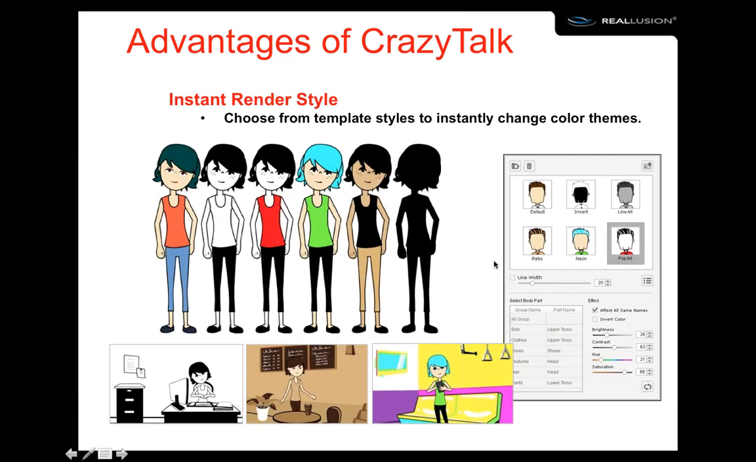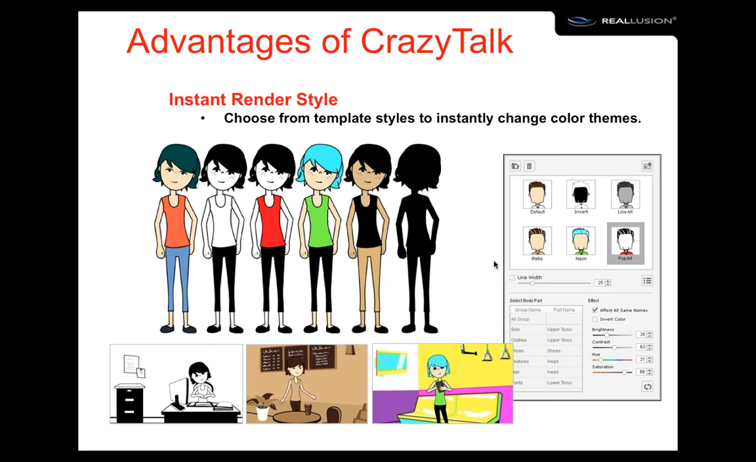CrazyTalk has also what we call the instant render style. This is basically a tool that allows you to quickly change the color theme of any character, any prop, any background, or any scene. So unlike traditional animation tools where you would have to manually recolor everything and then you would have to redo the entire animation, with CrazyTalk, that's not the case.